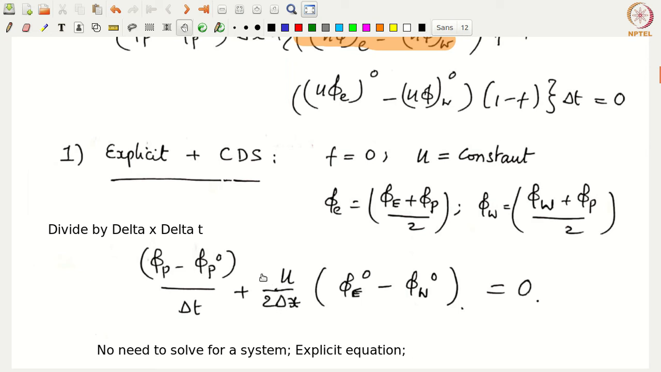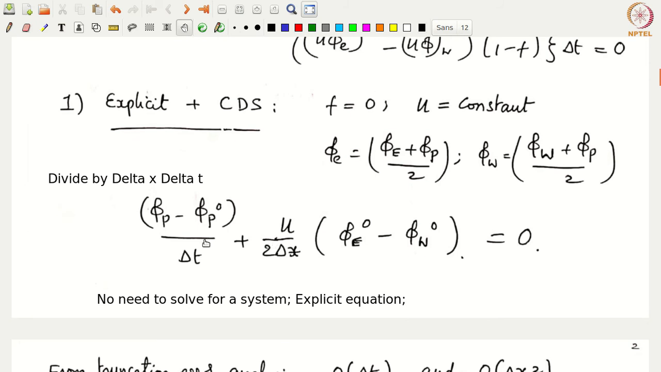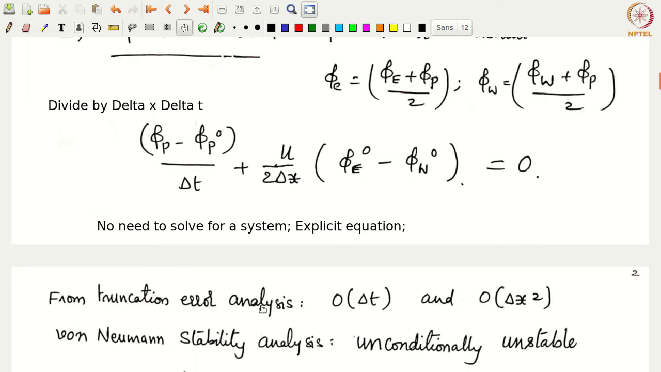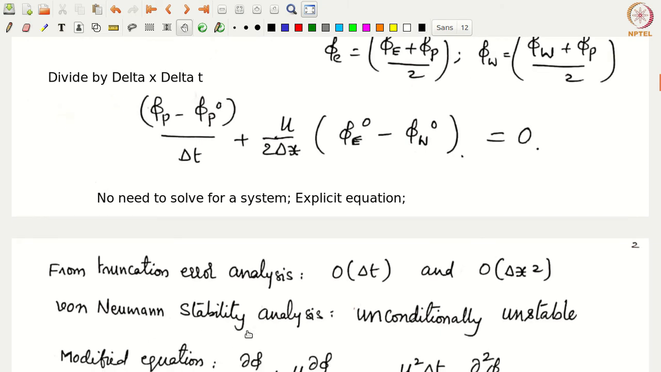Okay, so if you look at the truncation error, of course, without doing the truncation error, we know that the explicit scheme is only first order accurate in time, and the central difference scheme is second order accurate in space. Okay, so from the truncation error analysis, we can write that this is order delta t and order delta x squared. Okay, which I have not done, but you have to do it and check. And again, the von Neumann stability analysis we've performed shows that essentially this is unconditionally unstable. Okay, so this method is unconditionally unstable.